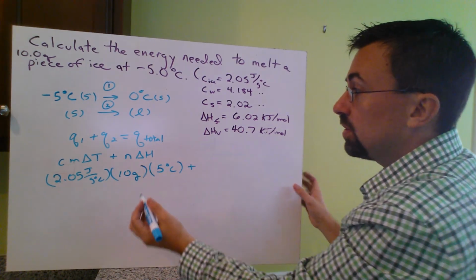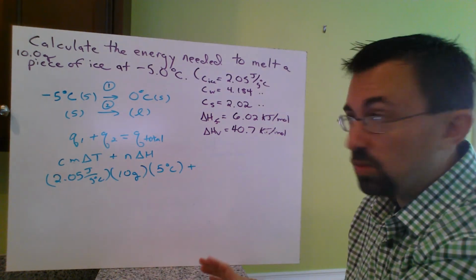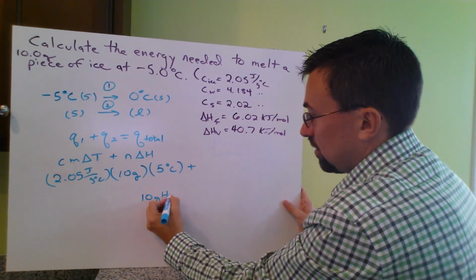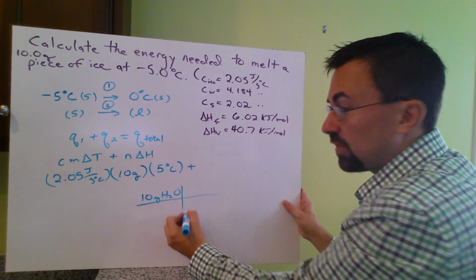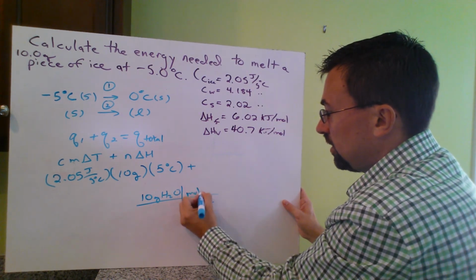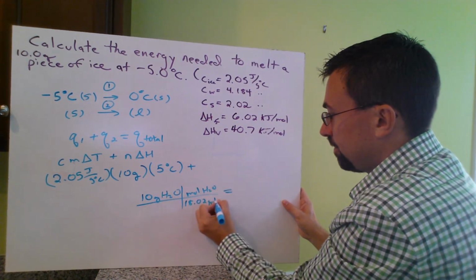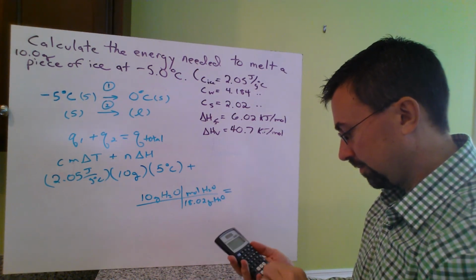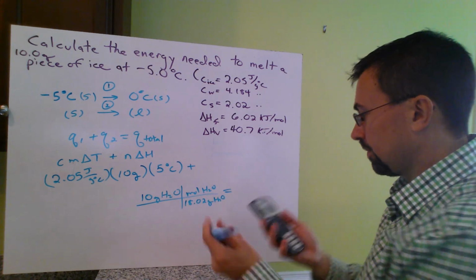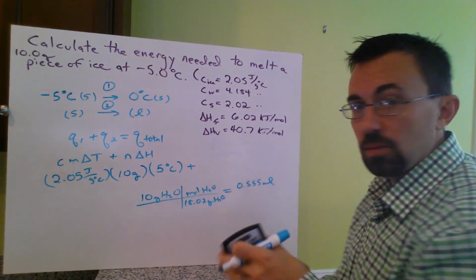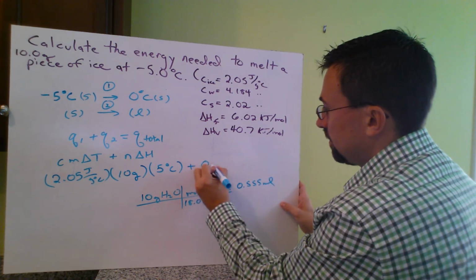Second part is moles. Oh my goodness. I don't have moles. I got 10 grams. What am I going to do? Well, first of all, if all else fails, convert everything to moles. So this is like second nature. Grams of water to moles of water. So that's not so bad. 0.555 moles.